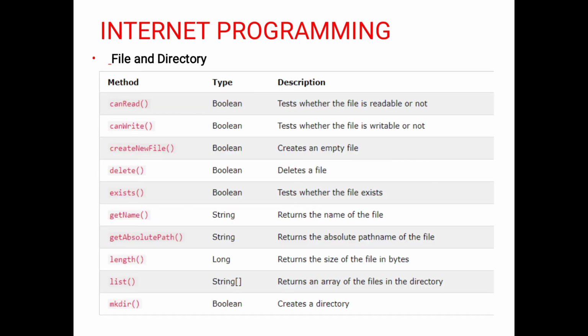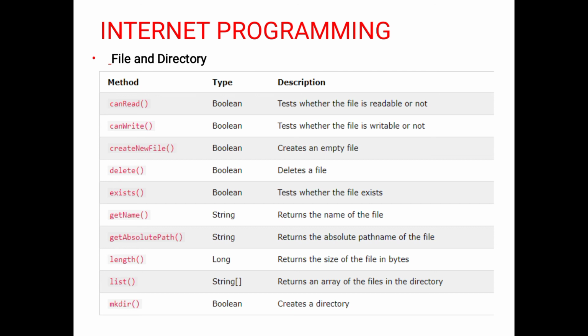So these are the methods which are used in files and directories, right? The first one is canRead, and the next one is canWrite, createNewFile, delete, exists, getName, getAbsolutePath, length, list, and mkdir, right? So what is the first one? canRead. What is the meaning of canRead? It tests whether the given file is readable or not. That is the first method.